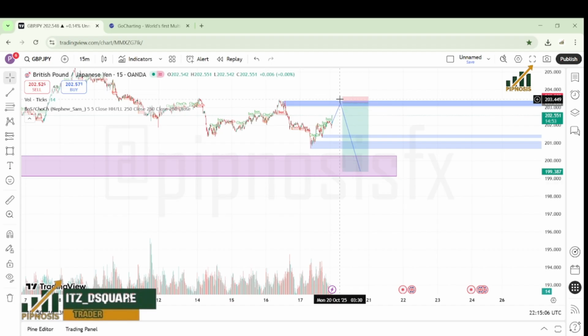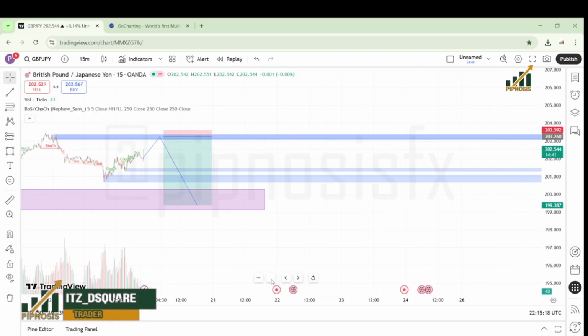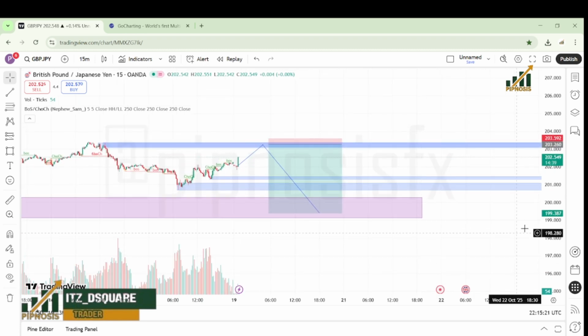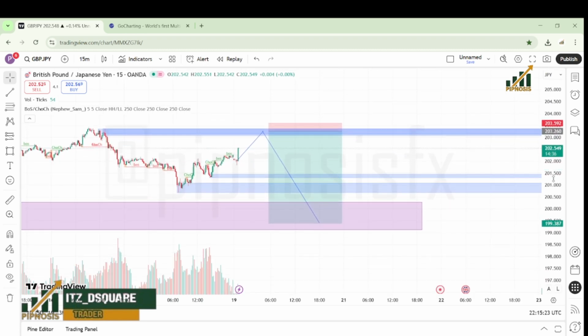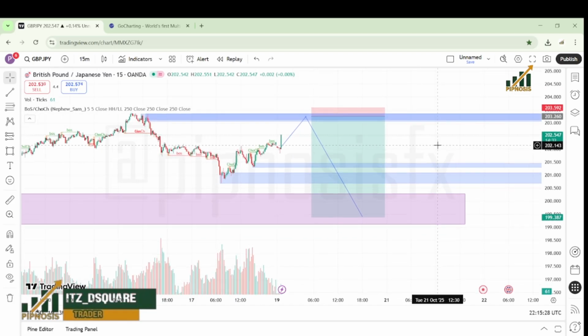So when it goes up, this is what I'm looking out for. I will drop the screenshots for you guys. I'll drop this trade for you guys. This is just like an A+ setup. I will drop it for you guys. Let's see how it plays out.